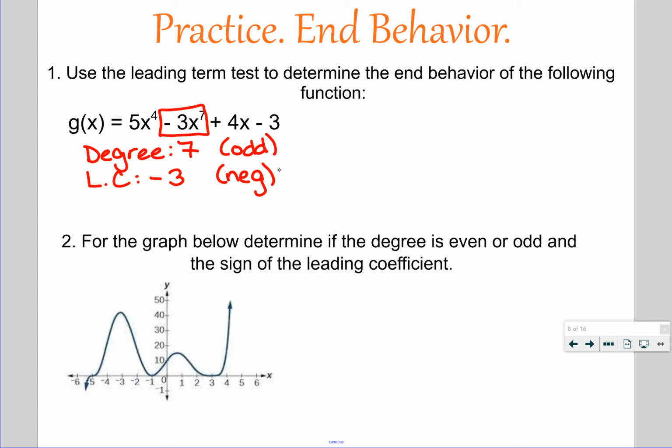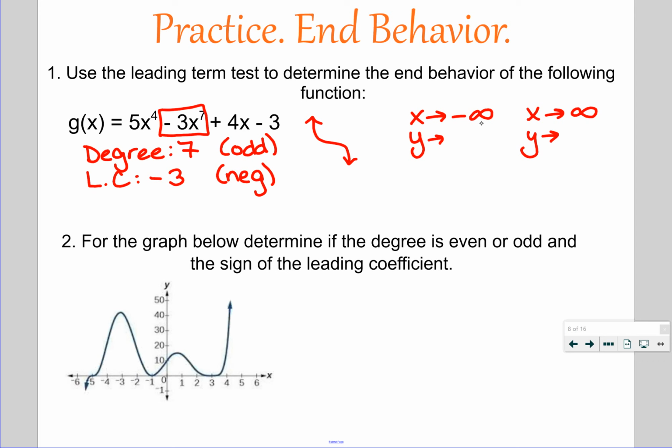Out of the 4 cases of end behavior, that's the one where it's going down from left to right, and the ends are going in opposite directions. Your end behavior should look like the following. Always starts out the same way. I'm just setting it up.